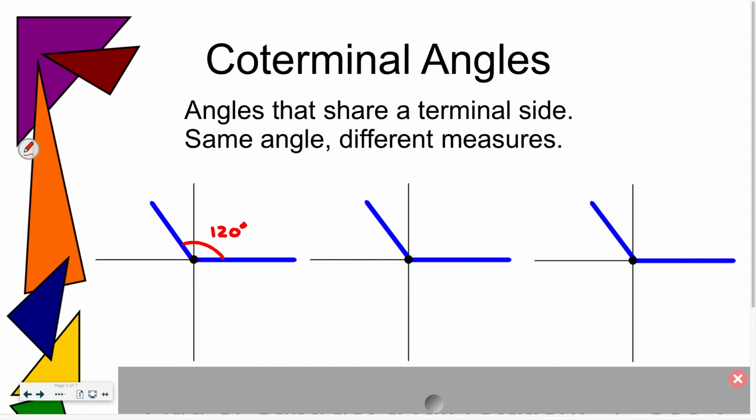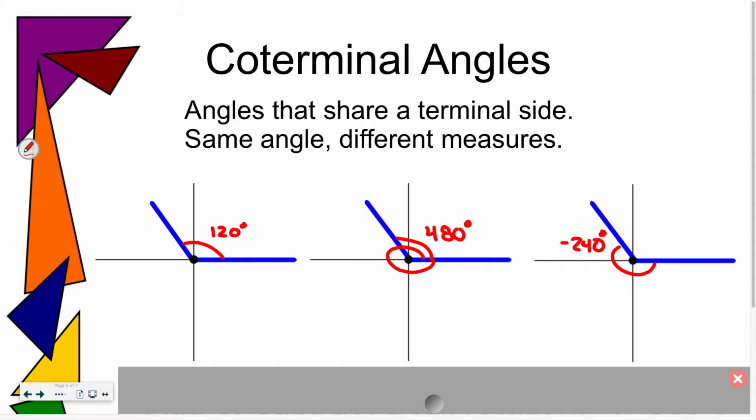Maybe this angle is like the last one that we sketched. We went around one time, so there's 360, and then we did 120. So 360 plus 120 would be a 480 degree angle. Or maybe instead of going counterclockwise, we went clockwise. Then this angle would be negative 240.